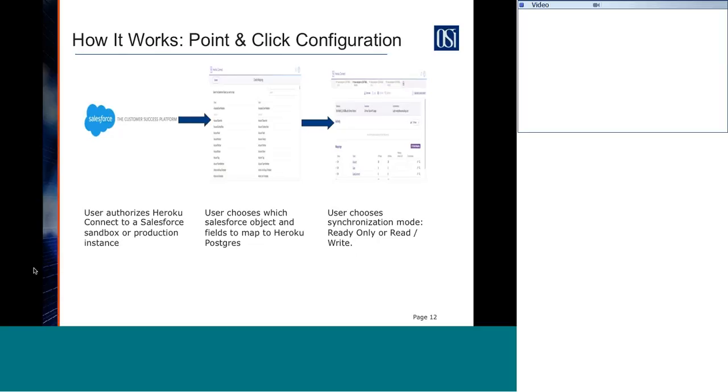We use OAuth between Salesforce and Heroku, and we create a connection between Salesforce and Heroku platform. It can be either a sandbox or a production instance. Then we choose the mapping or the objects that we want to have synced between Salesforce and Heroku Postgres. And then we can also choose what kind of sync we want, whether a bi-directional sync or we just want to replicate data from Salesforce to Heroku. It's all dependent on the configuration that we want to have.